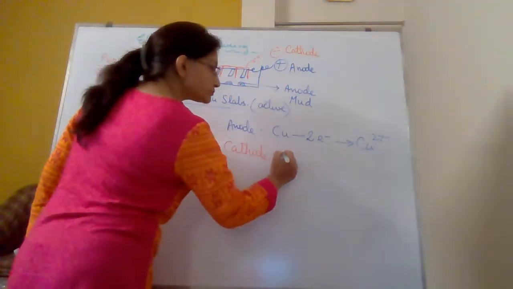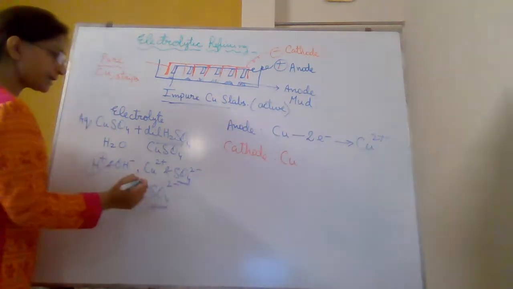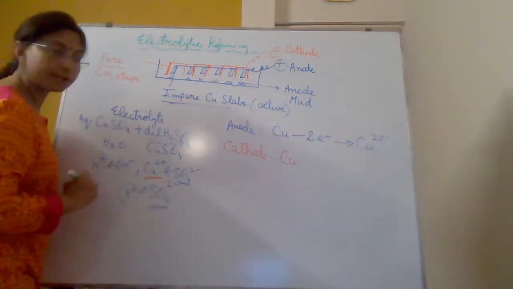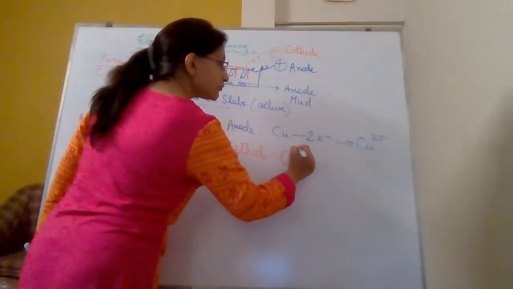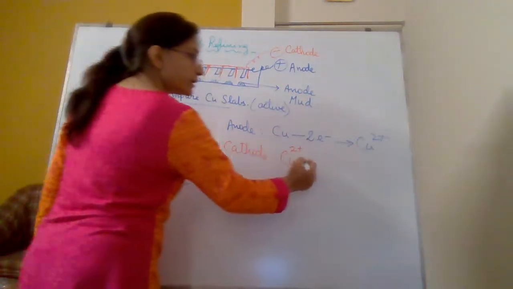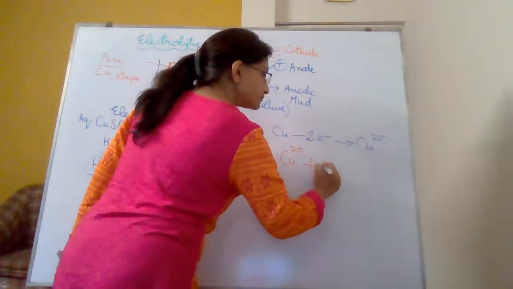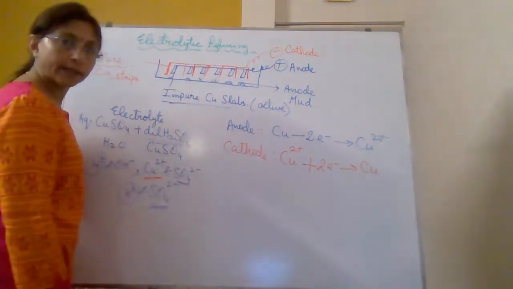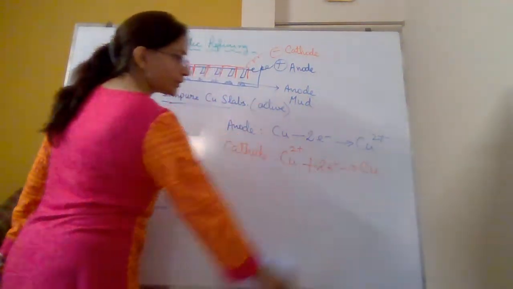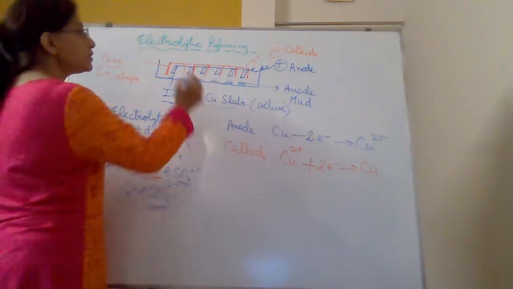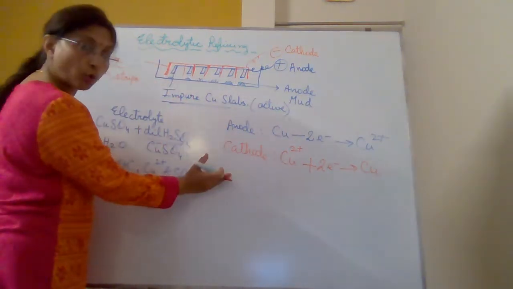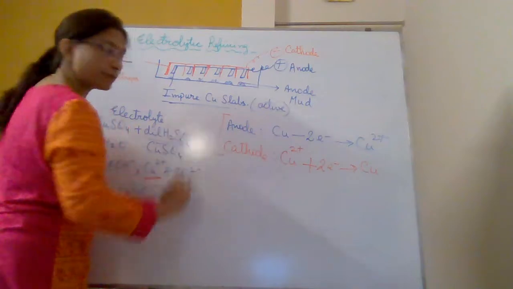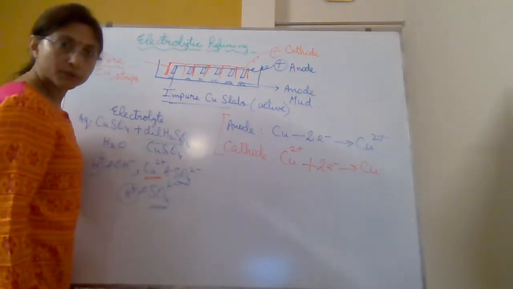So what will be the reaction at the cathode? Here we have the copper cations, so the copper cations will migrate, discharge and deposit at the cathode as copper. So these are simple reactions. After some time, when these two reactions have taken place, what will you observe? What will be the observation?